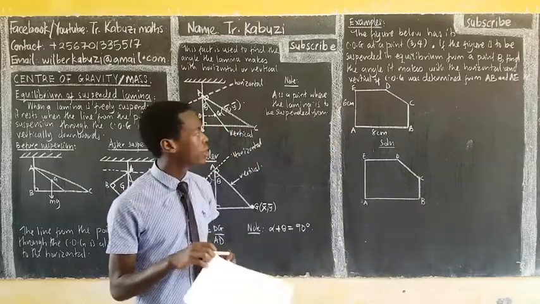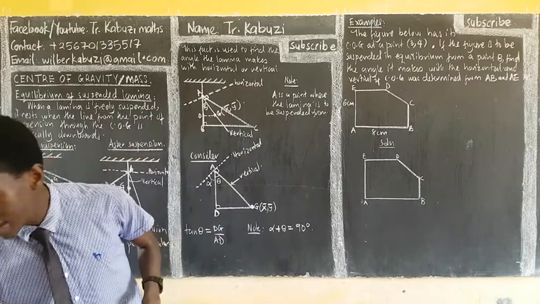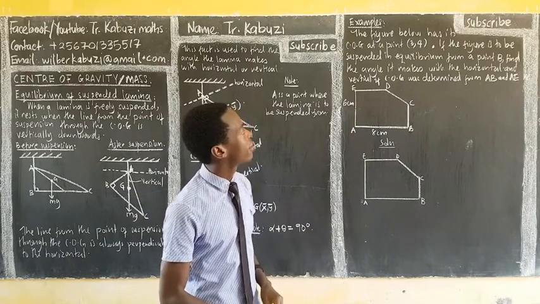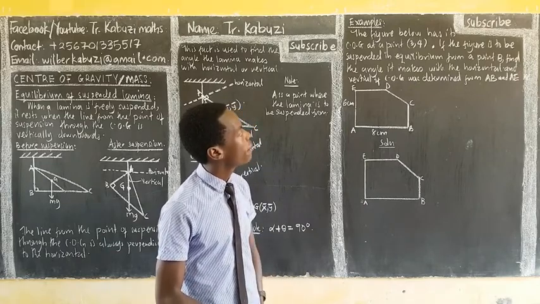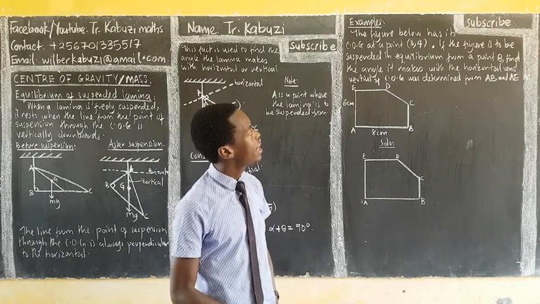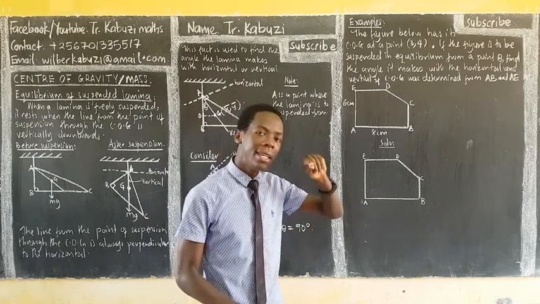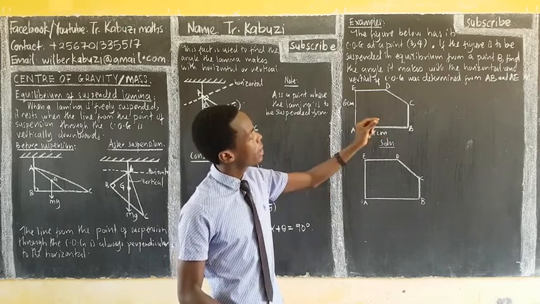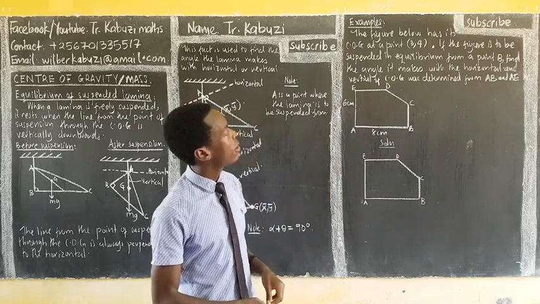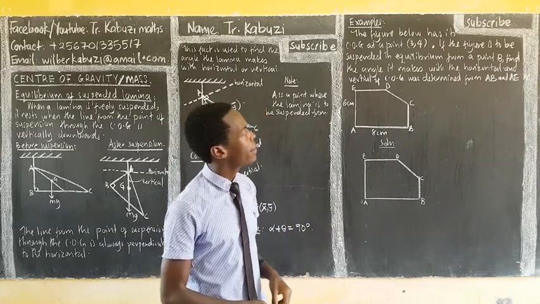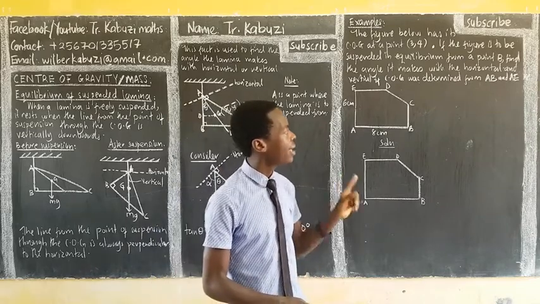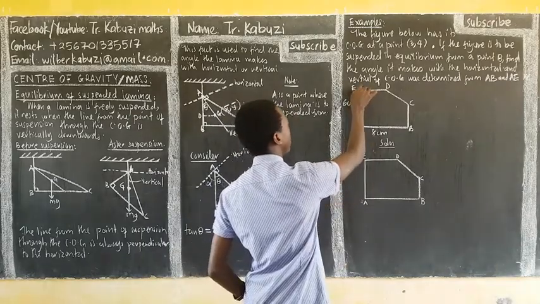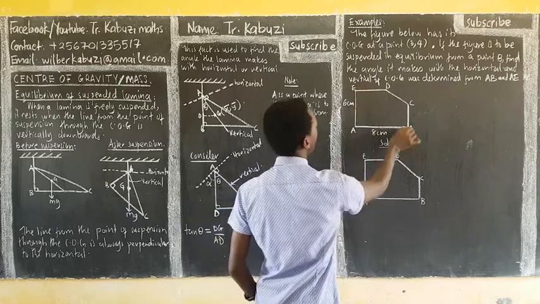So as I'm showing you there, let us go through a simple example here. The figure below has its center of gravity at a point 3, 4. If the figure is to be suspended in equilibrium from a point B, you note the point where they're suspending the lamina from, point B, find the angle next to the horizontal and the vertical if the center of gravity was determined from AB and AE.